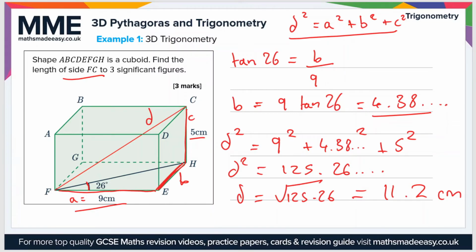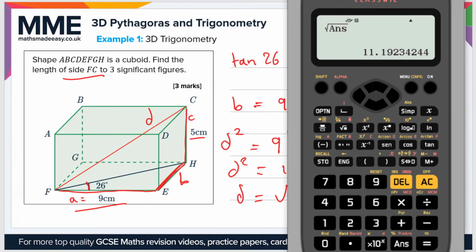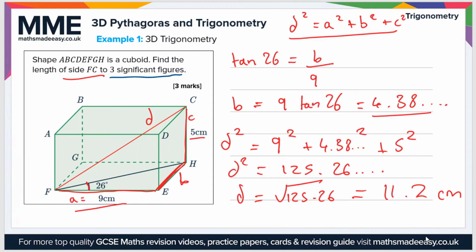So there's just a couple of things to point out with this question. The first is that I stored all my answers in the calculator, so you can use the answer key to do that if you want. And the reason I do that is because it helps me make sure my answer is accurate to three significant figures. So I've only done my rounding at the end of the question.